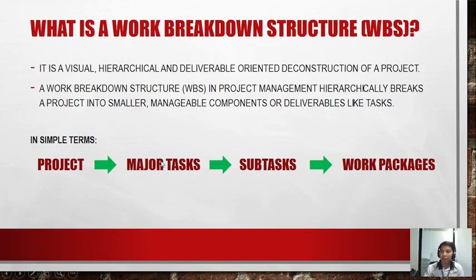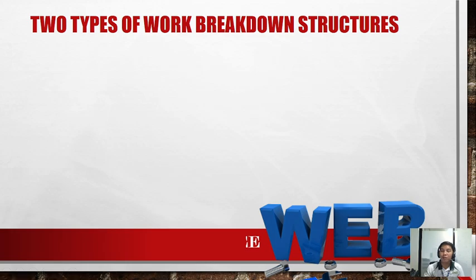Next, we have two types of work breakdown structures. First, we have the deliverable-based WBS. A deliverable-based work breakdown structure focuses on what the project needs to produce or achieve. It divides the project into major outputs or deliverables.